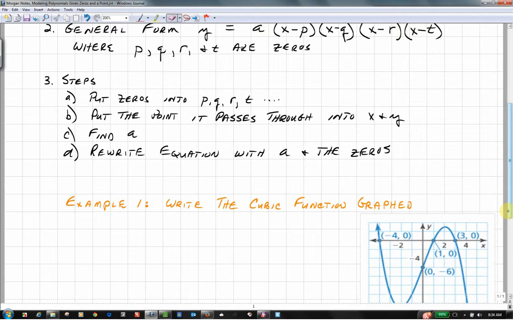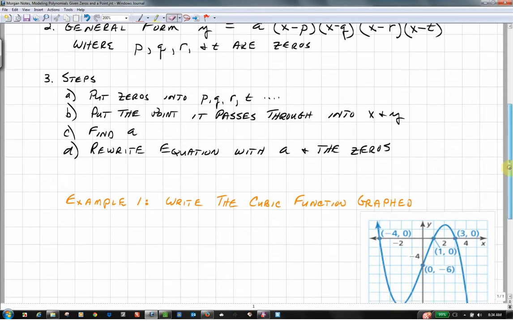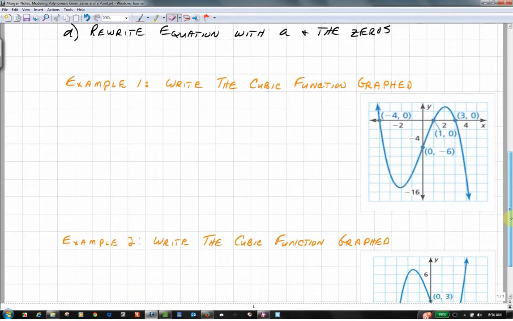So what we need to do is find the zeros and put those into factored form. Then we need to have some other point that the graph passes through. Put that in for x and y. Then all we'll have left that we don't know is a, and we'll calculate a and then write it back into its function. So here's an example. This is really pretty easy. You guys have done this before.